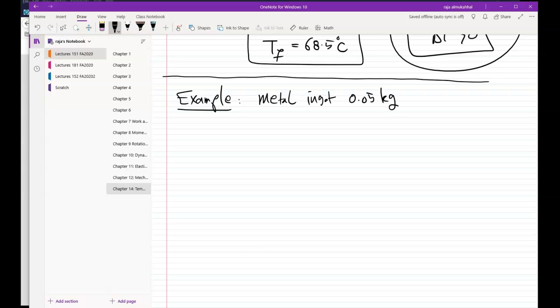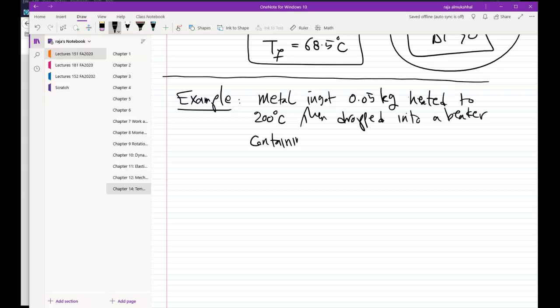0.05 kilogram is heated to 200 degrees Celsius, then dropped into a beaker containing 0.4 kilogram of water at 20 degrees Celsius. Okay, this is similar to the experiment that we'll be doing.